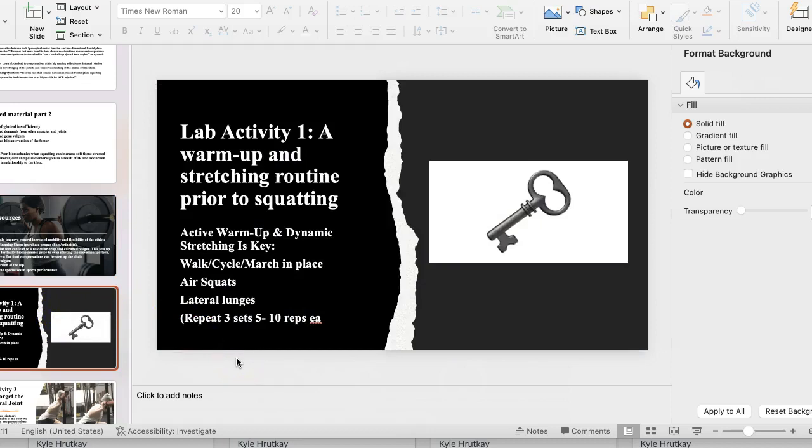Okay, so lab activity 1, here we go. We're going to get up, we're going to get moving. So this following slide, we're going to address the key factors and the key stretches for performing a proper routine for warm-up prior to squatting. So let's do an active warm-up, and dynamic stretching is key. I would recommend walking, cycling, or marching in place if none of those other pieces of equipment are available, and just getting that blood flow, right?